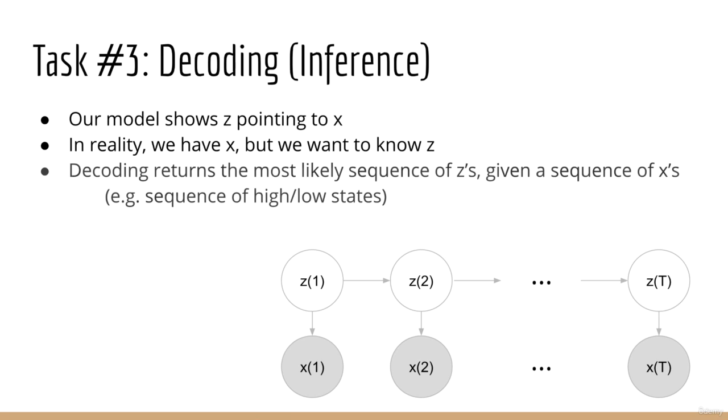The intuition is that we want to choose a sequence for z, z1 up to zt, such that the probability of our observations is maximized. So we see that task number 1 appears again, since we are again required to find the probability of a sequence of observations.